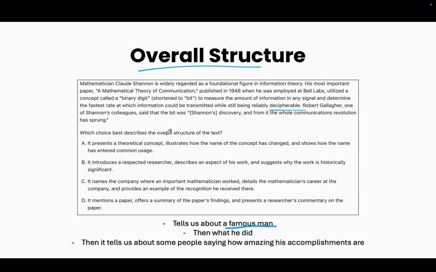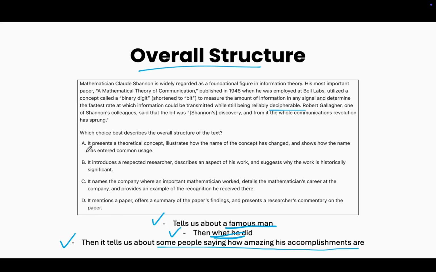So I'll write down on the scrap paper that this says what he did, or what the famous man did. And it says Robert Gallagher, one of Shannon's colleagues, said that the bit was Shannon's discovery, and from it, the whole communications revolution has sprung. This says that some people were saying how amazing his accomplishments are. Therefore, the correct choice will tell us about the famous man, then what he did, then it will tell us about some people saying how amazing his accomplishments are.